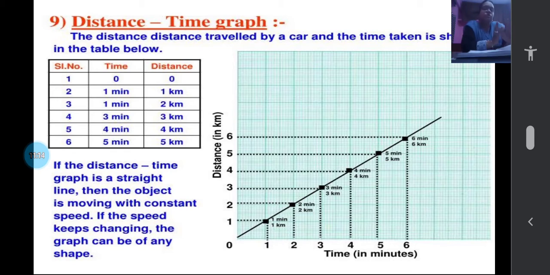So as soon as we see the straight line, we can identify that the car or any object mentioned in the graph is moving with a constant speed. Next, we'll move on. How to plot that, one by one, step by step, is shown in your textbook. You can open your textbook. In page number 153, you have the clear explanation of how to plot and how to draw the lines, so that you will understand that after 1 minute, it is 1 kilometer, 2 minutes, 2 kilometers, everything.